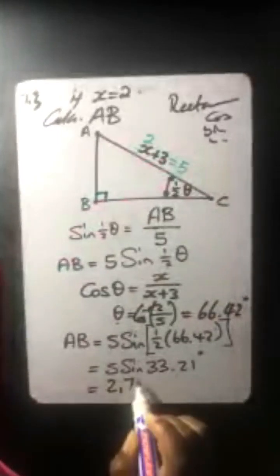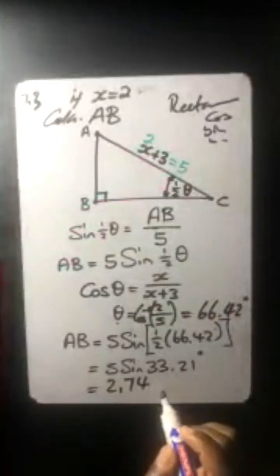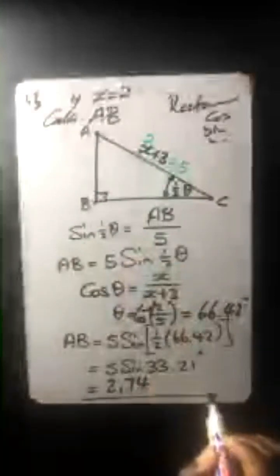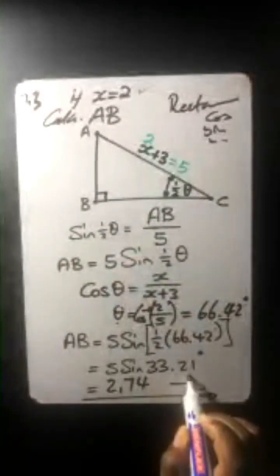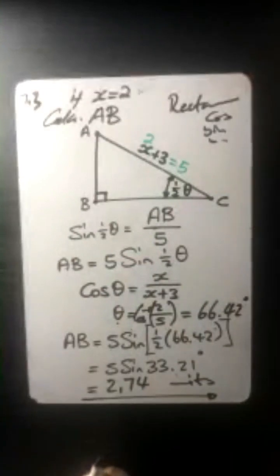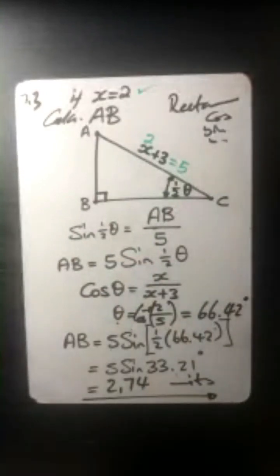2.74 units or whatever. I think they did not say units. You can still say units, or even if you left it as it is, I'm still going to give you a mark there. So that is the end of this question.